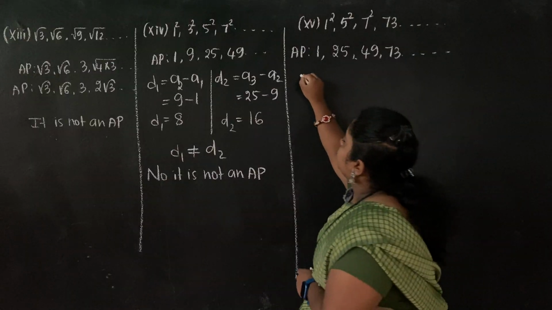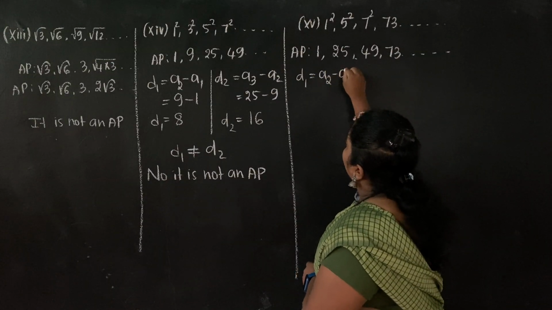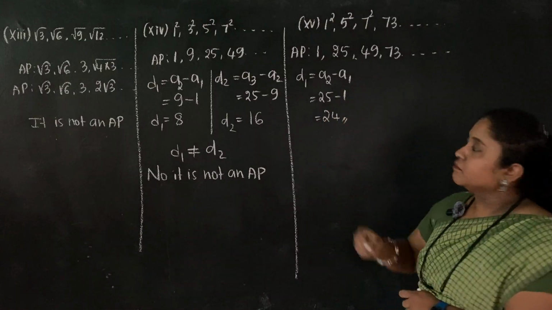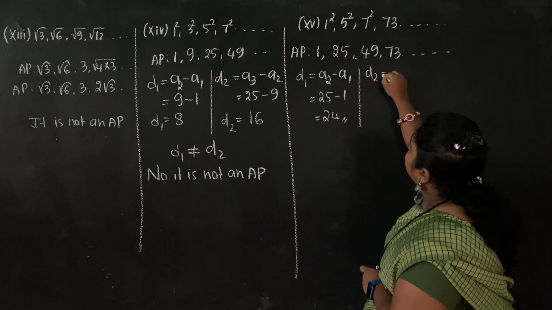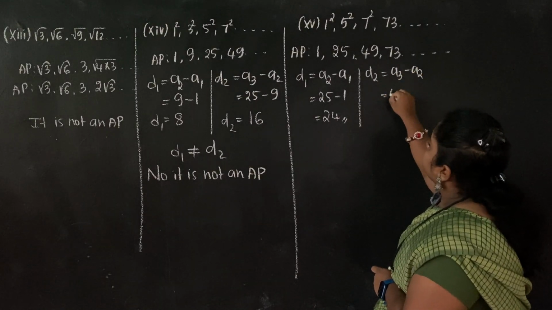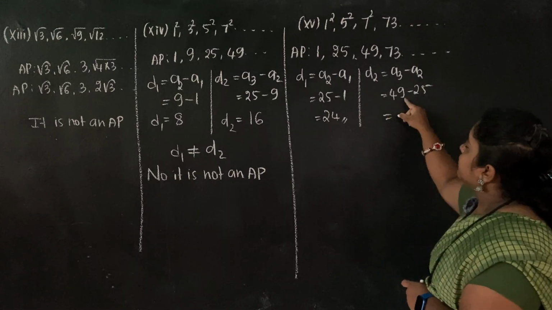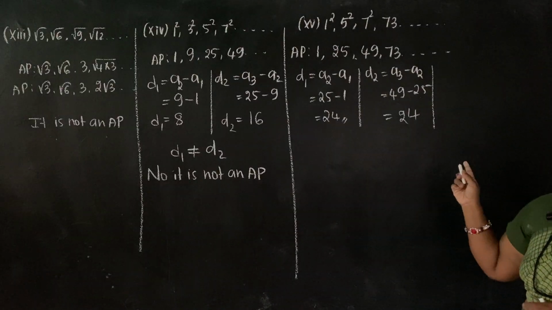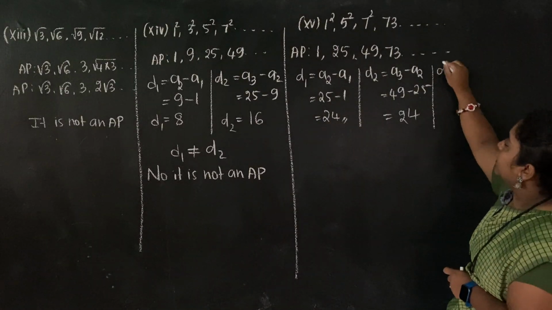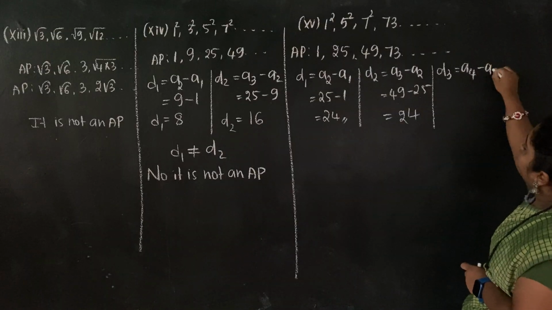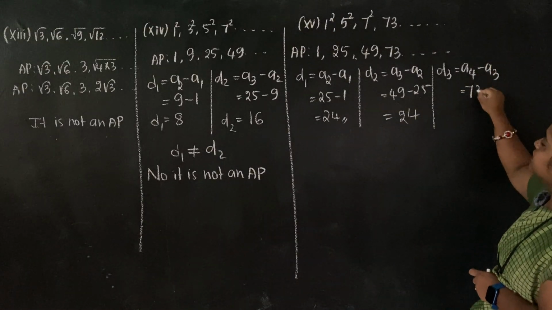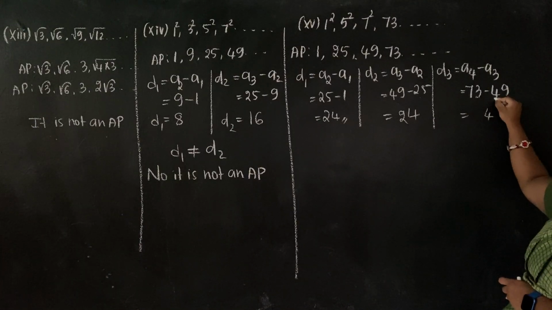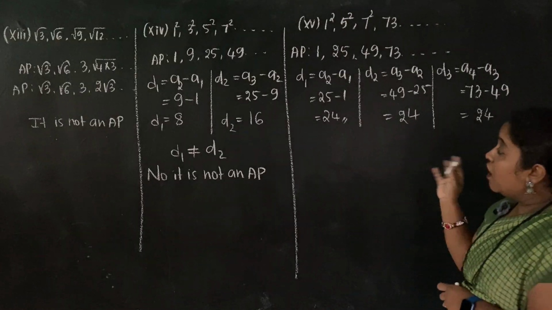Let me calculate the differences. Let me take D1. D1 is equal to A2 minus A1. 25 minus 1, that is equal to 24. Next, D2. D2 is equal to A3 minus A2. A3 is 49 minus 25. See, 9 minus 5, 4. 4 minus 2, 2. Again, I got 24. So, both are same. It is sure that I need to go for the next one. I cannot conclude here. So, calculate D3. D3 is equal to A4 minus A3. A4 is how much? 73. And it is 49. You just see here. 13 minus 9, 4. Carry 1. 7 minus 5 is how much? 2. See, all are equal to each other.